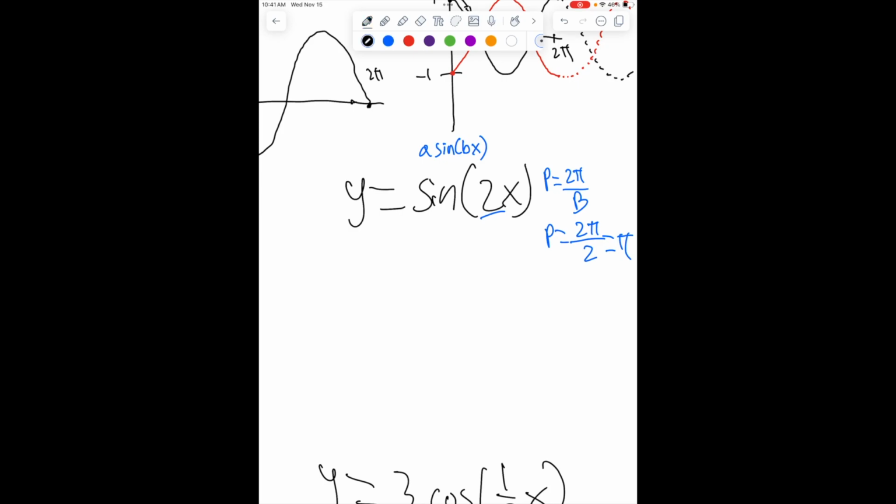So as I'm graphing this, notice I don't have a number out front. So again, that's going to go back to 1. I'm going to start at 0, 0. I'm going to go up. I'm going to go down. But this time, my new period is just pi. It's not going to be 2 pi. So it's happening at a quicker rate, twice as fast.